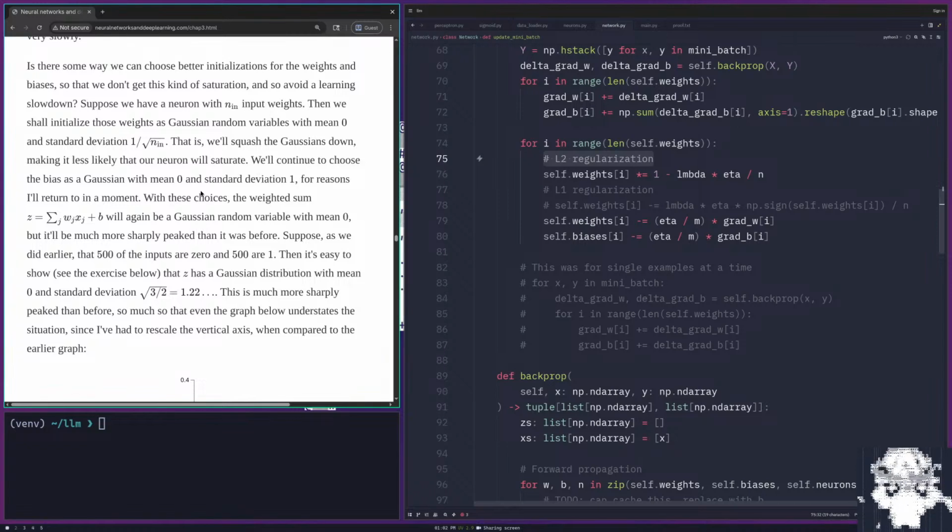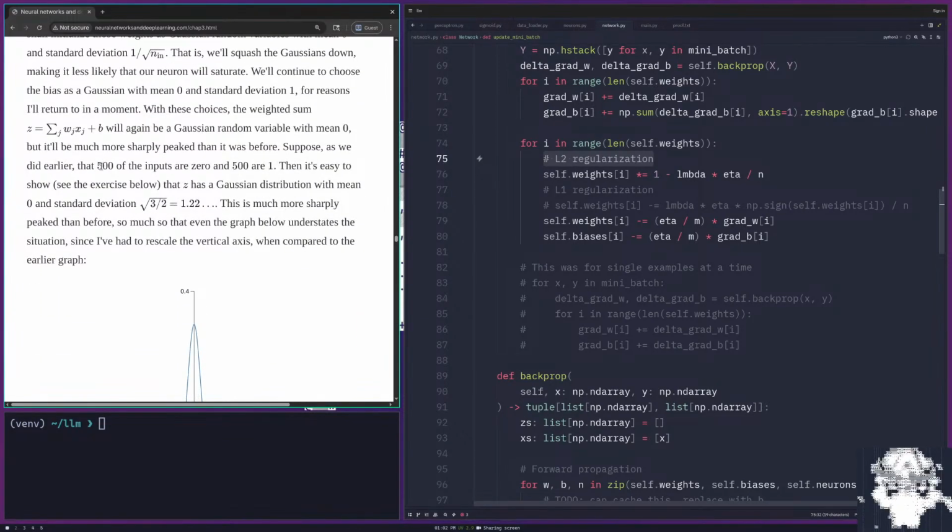Okay, we'll continue to choose the bias as a Gaussian with mean 0 and standard deviation 1, for reasons I'll return to in a moment. With these choices, the weighted sum z equals the sum of the products of the weights and the inputs plus bias, will again be a Gaussian random variable with mean 0, but it'll be much more sharply peaked than it was before.